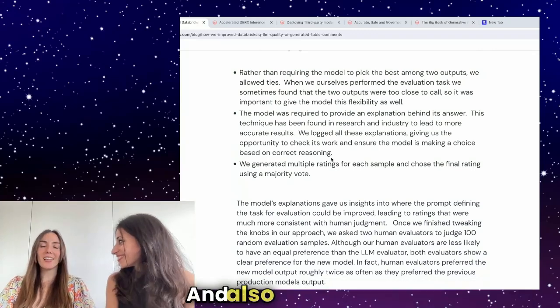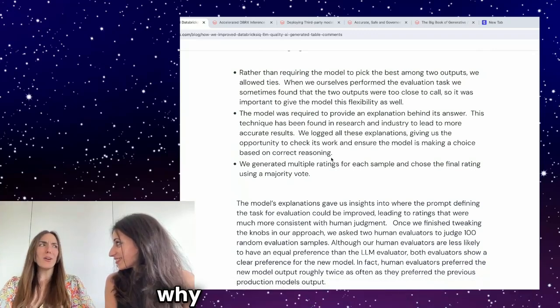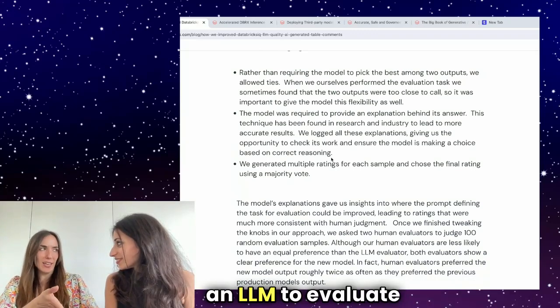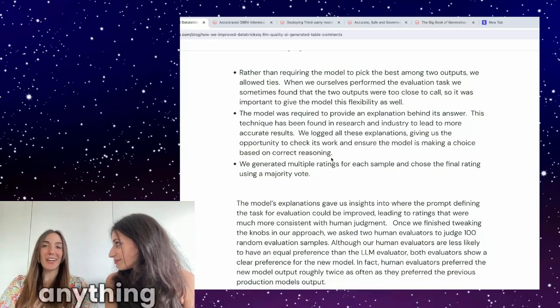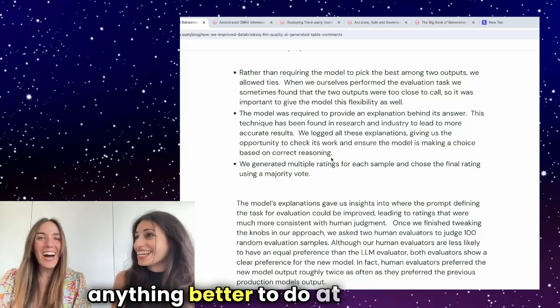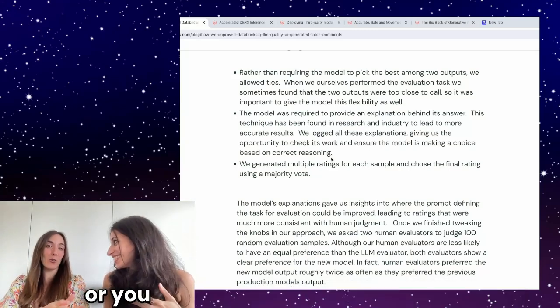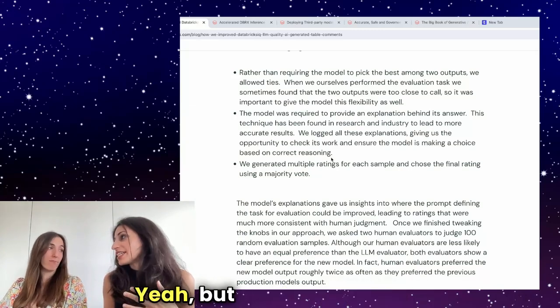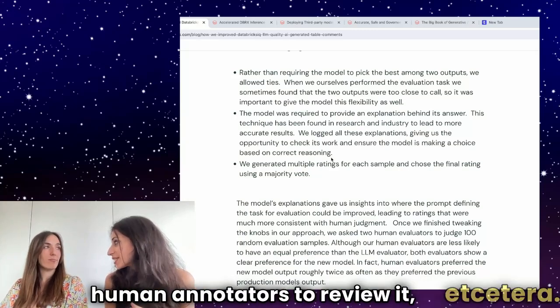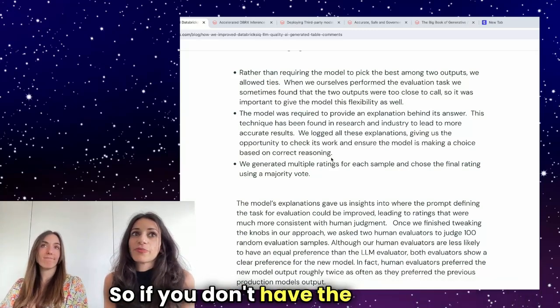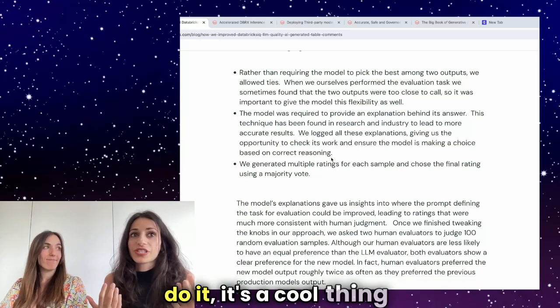Yeah. And also the question: why on earth would you use an LLM to evaluate the answers of different LLMs? And the answer to that is you don't have anything better to do at this point in time. Or you do it manually, which is expensive. Yeah, it is expensive to have human annotators review it. Exactly. So if you don't have the manpower to do it, it's a cool thing to do.